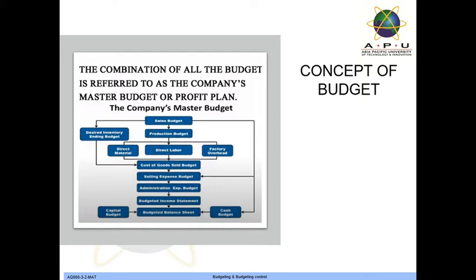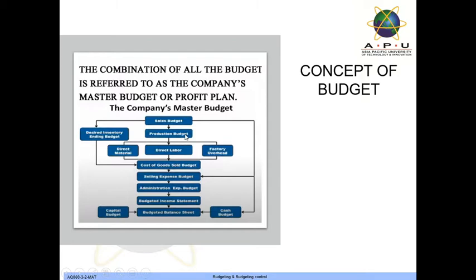Okay, first one we have sales budget. If you can see from here, this is sales budget. The first budget we have to create is the sales budget. Then from the sales budget, we go to production budget to identify how many units we have to produce based on the forecast sales that we want to achieve for the year.